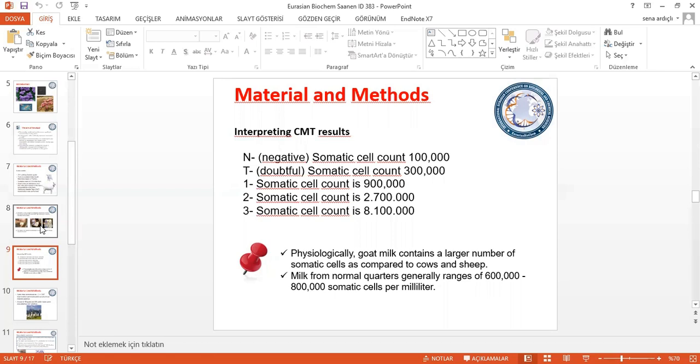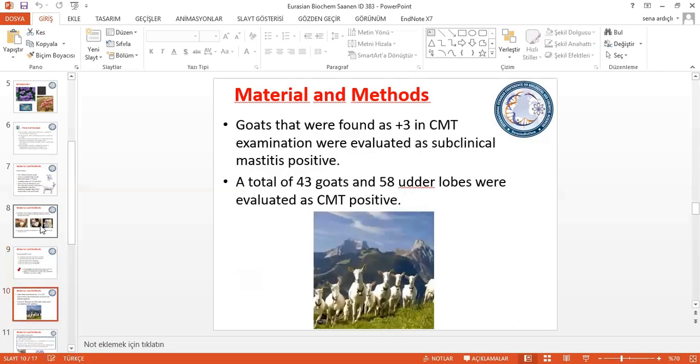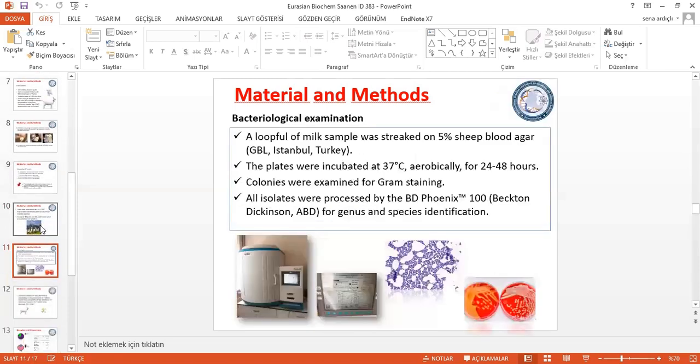But here it's important to note that physiologically goat milk contains a larger number of somatic cells as compared to cows and sheep. Milk from normal quarters generally ranges from 600,000 to 800,000 somatic cells per milliliter. Goats that were found as 3+ in CMT examination were evaluated as subclinical mastitis positive. Accordingly, a total of 43 goats and 58 udder lobes were evaluated as CMT positive.